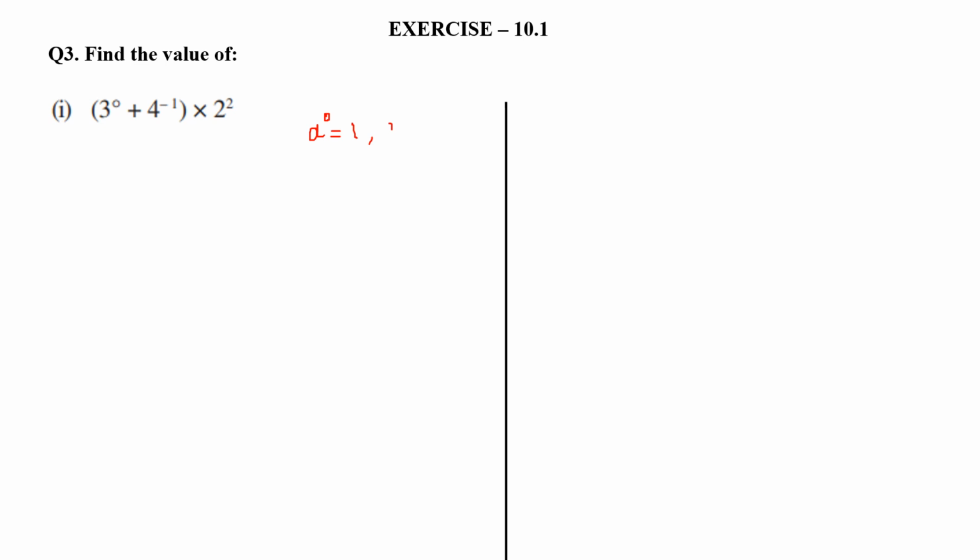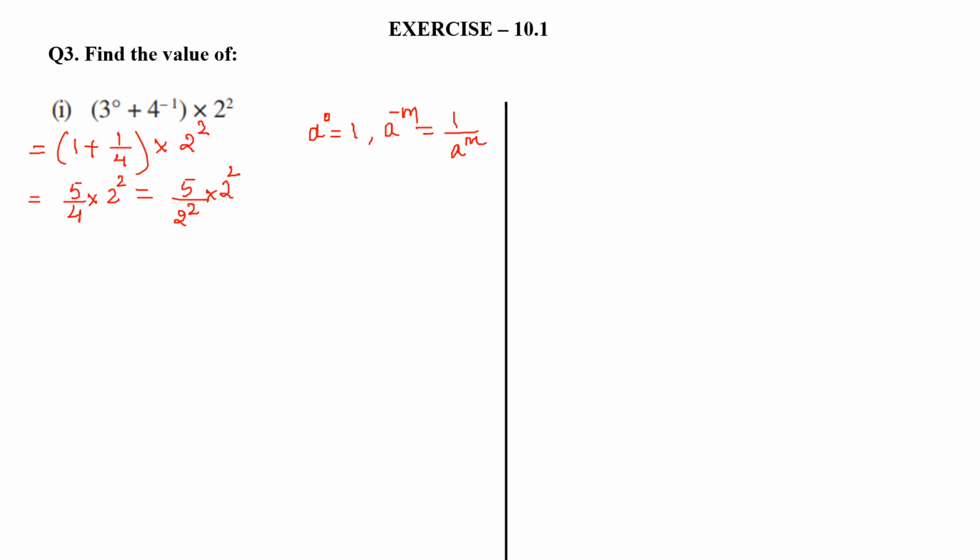And another law which I will use is a^-m is equal to 1 by a^m. Okay. So let's use these laws. So 3^0 will become 1 and 4^-1 will become 1/4. This is multiplied by 2 square. Now if you take the LCM, it will become 5/4 into 2 square. Now 4 I can further write as 2 square. Here also multiplied by 2 square.